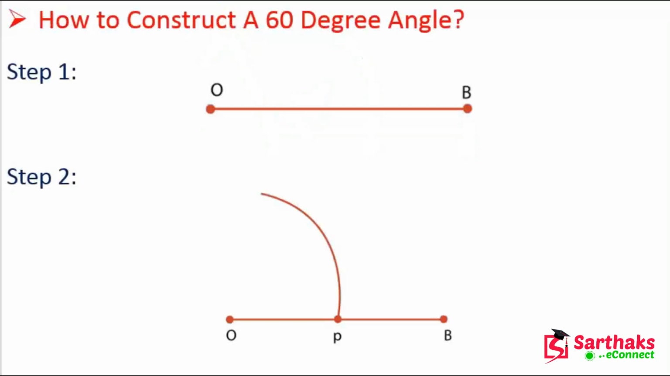So now, construction of a 60-degree angle. It is very important and very easy to construct. Again, in step 1 we have to draw a line OB. In the second step we take O as the center and cut an arc at point P on line OB.